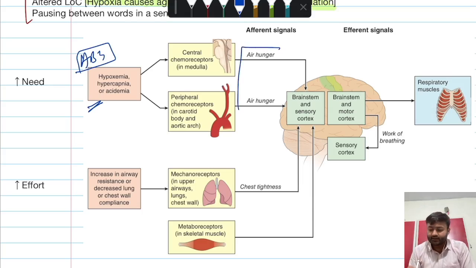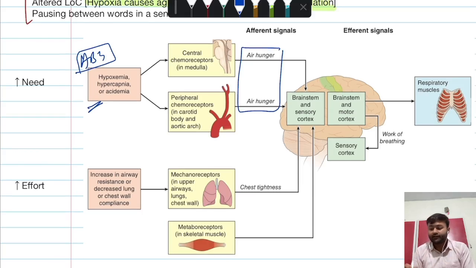So this is experienced as air hunger, and this afferent information will enter the brainstem as well as the sensory cortex. Subsequently, it will be passed to the motor areas of the brainstem and the motor cortex, and this will then lead to supply of respiratory muscles, and adequate changes will be produced in it.